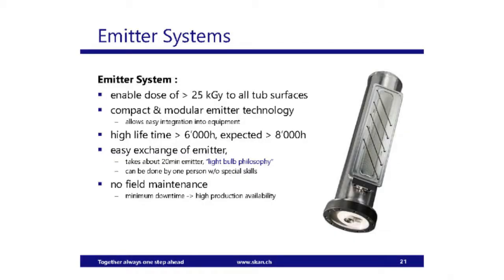So these emitter systems enable us to dose more than 25 kilogray on all tub surfaces on the object we need to decontaminate. They are compact and modular. This lamp is around about this size. It's about 14 kilogram heavy, very easy to handle, and it allows easy integration into our equipment. They have a very high lifetime of more than 6,000 hours. We actually expect more than 8,000 hours.